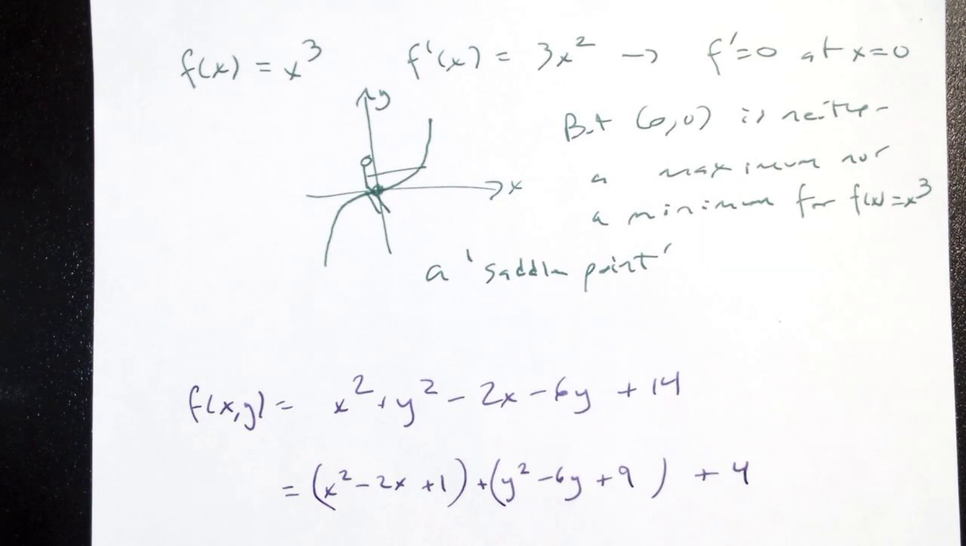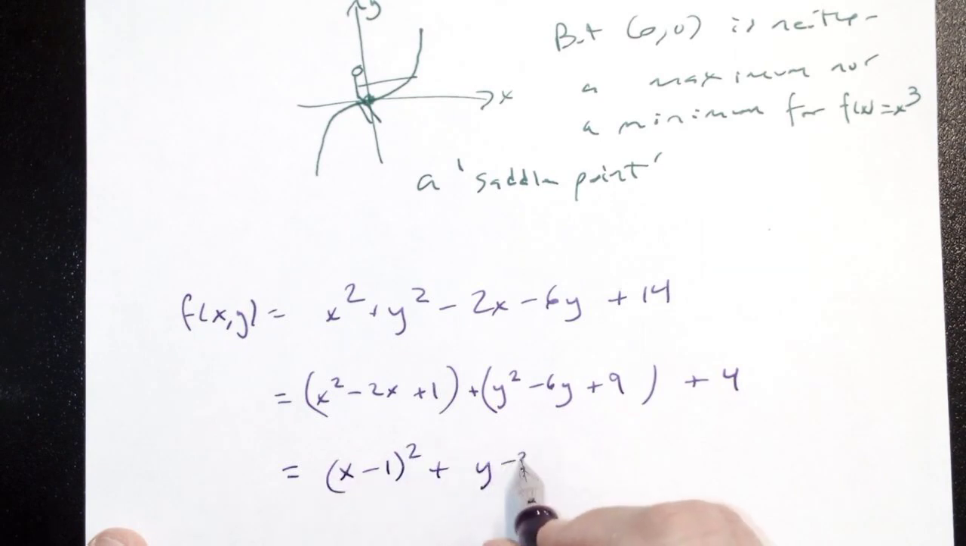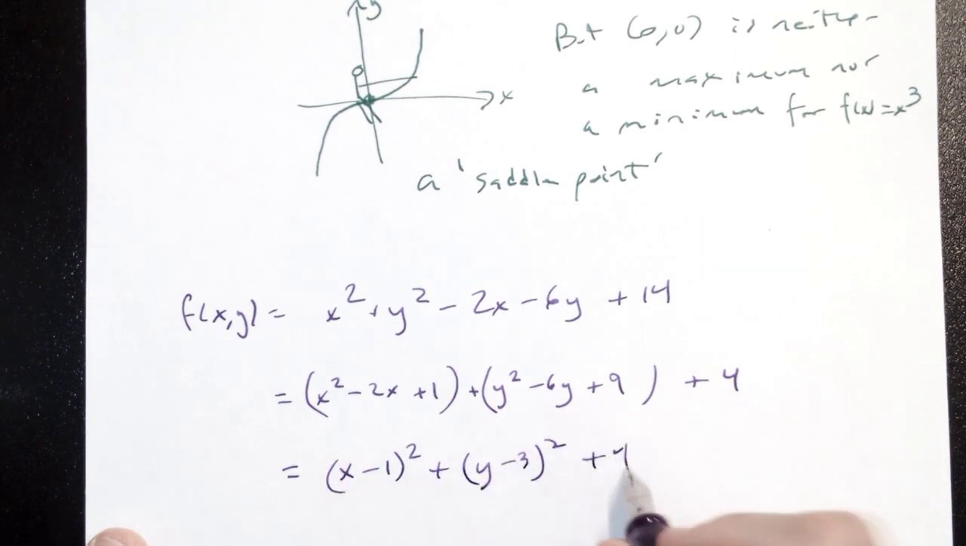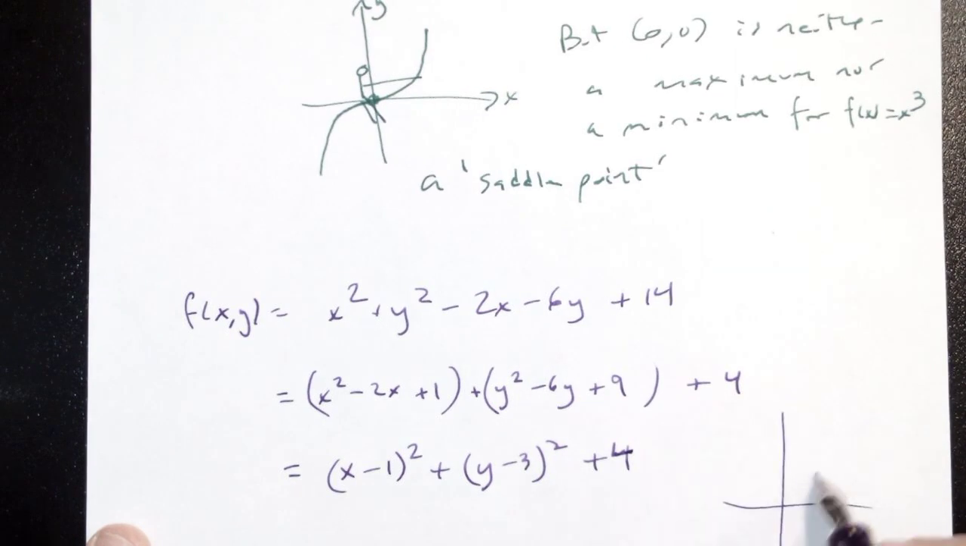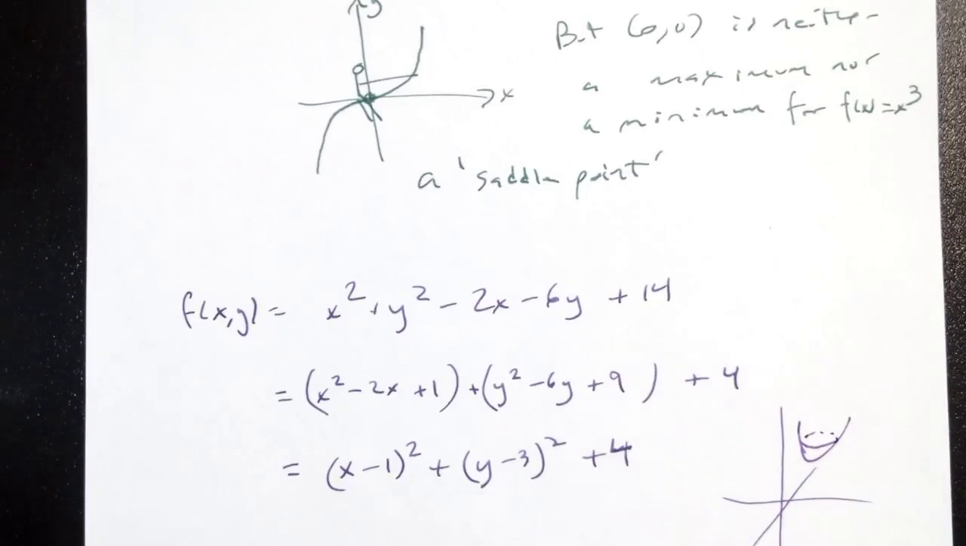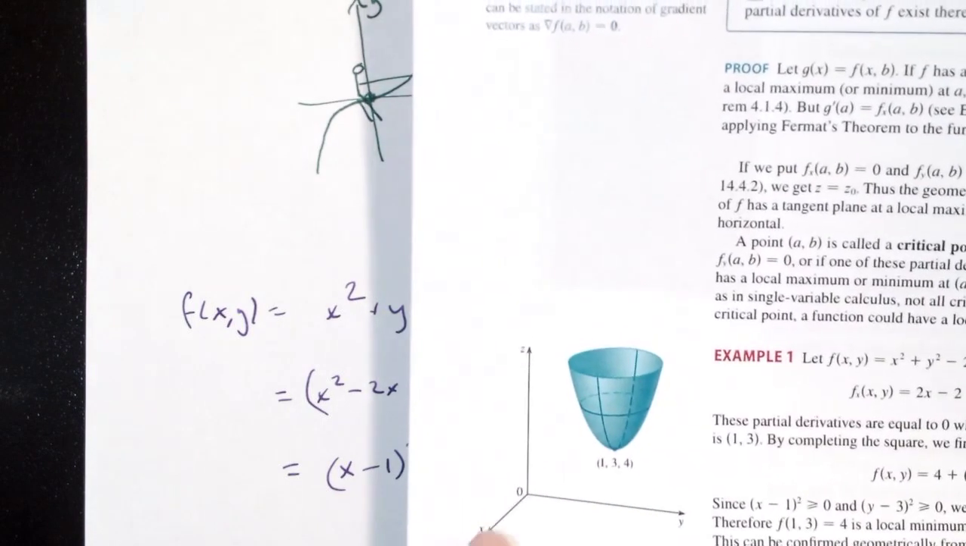If I rearrange to complete the square, then this is (x minus 1) squared plus (y minus 3) squared plus 4. And yes, that's not just a parabola, it's a paraboloid. It's an upward opening paraboloid. Now, I will freely admit that I cheated. This is on page 960. There's our paraboloid.